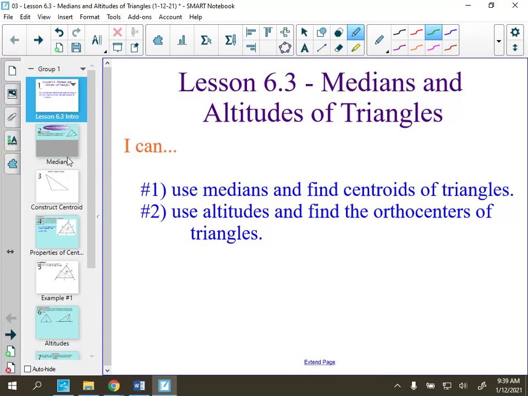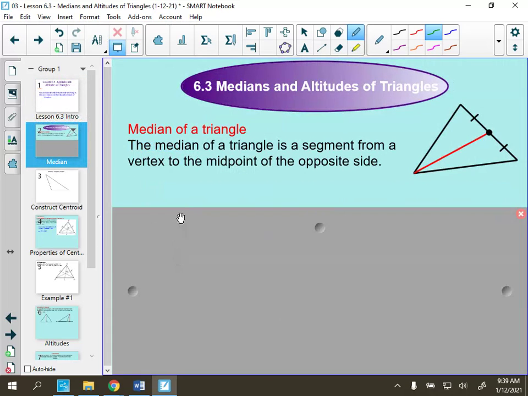So the first new vocab word of the day is what's called the median of a triangle. Make sure we pause and add that to our notes. Median of a triangle would be the term. It's very precise. Here's what it is. The median is the segment from the vertex of a triangle, any vertex, to the midpoint of the opposite side.